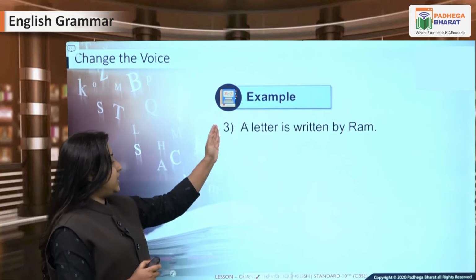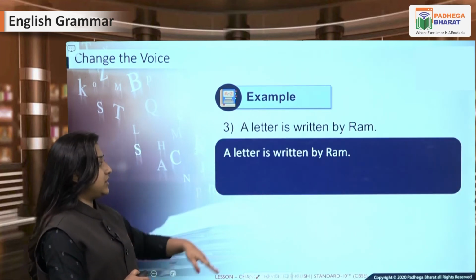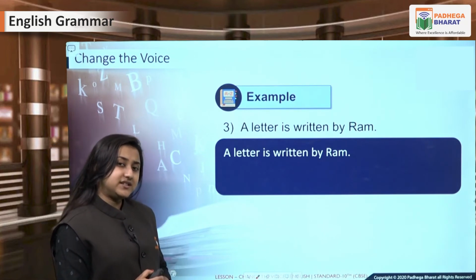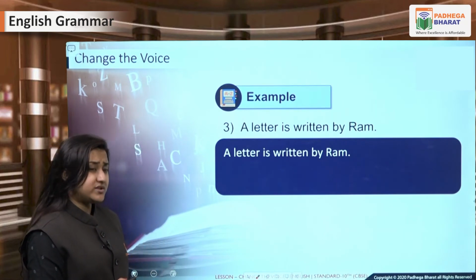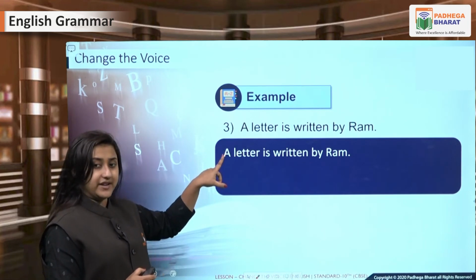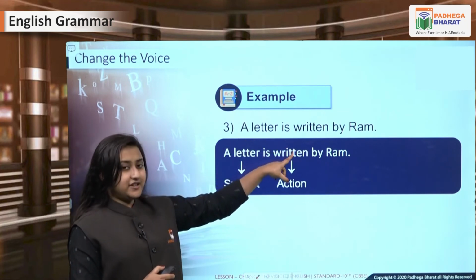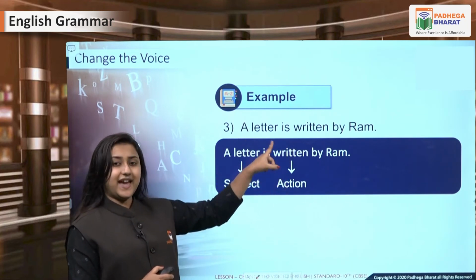Now let's see. "A letter is written by Ram." Which is the subject of the sentence here, students? What are we talking about? Yes, we are talking about the letter. A letter is the subject of the sentence. And which is the action? It is "written." That is the action.